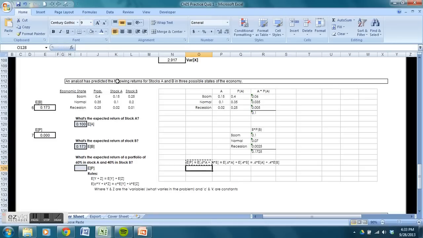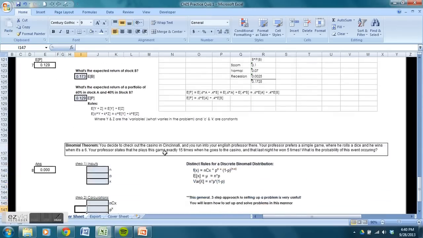Let's copy this formula down, get rid of all the middle mumbo jumbo. Sweet. And now we can solve. It equals 0.6 times the expected value of A, we know that, plus 0.4 times the expected value of B. Great.